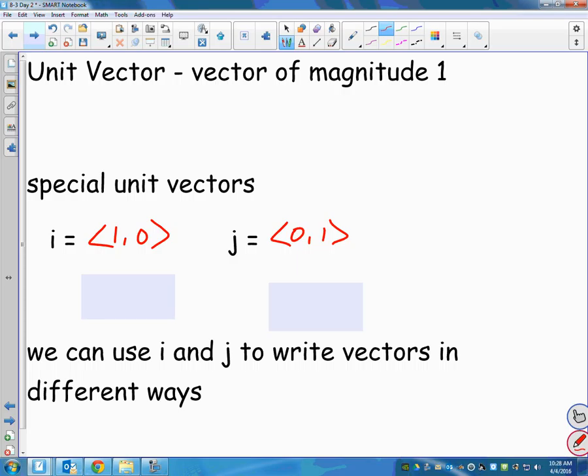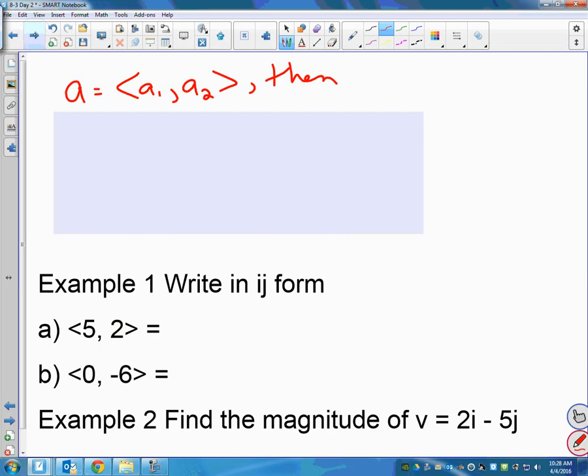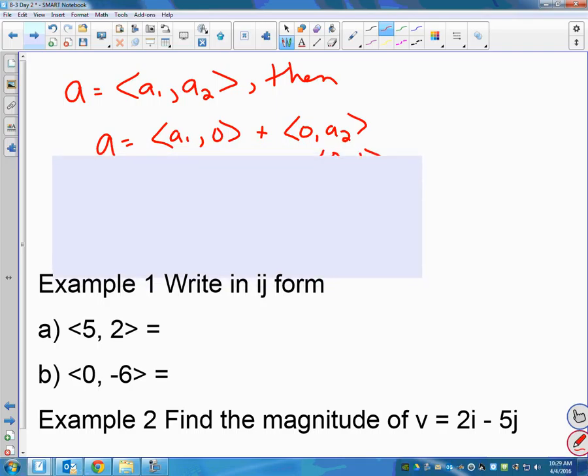So this is sort of a proof of where this comes from. If you have a vector A1, A2, then you could rewrite that as A1, 0 plus 0, A2. That's what we talked about last week for how we add vectors. If we added those together, we would still just get the components A1 plus 0 and 0 plus A2, just A1, A2.